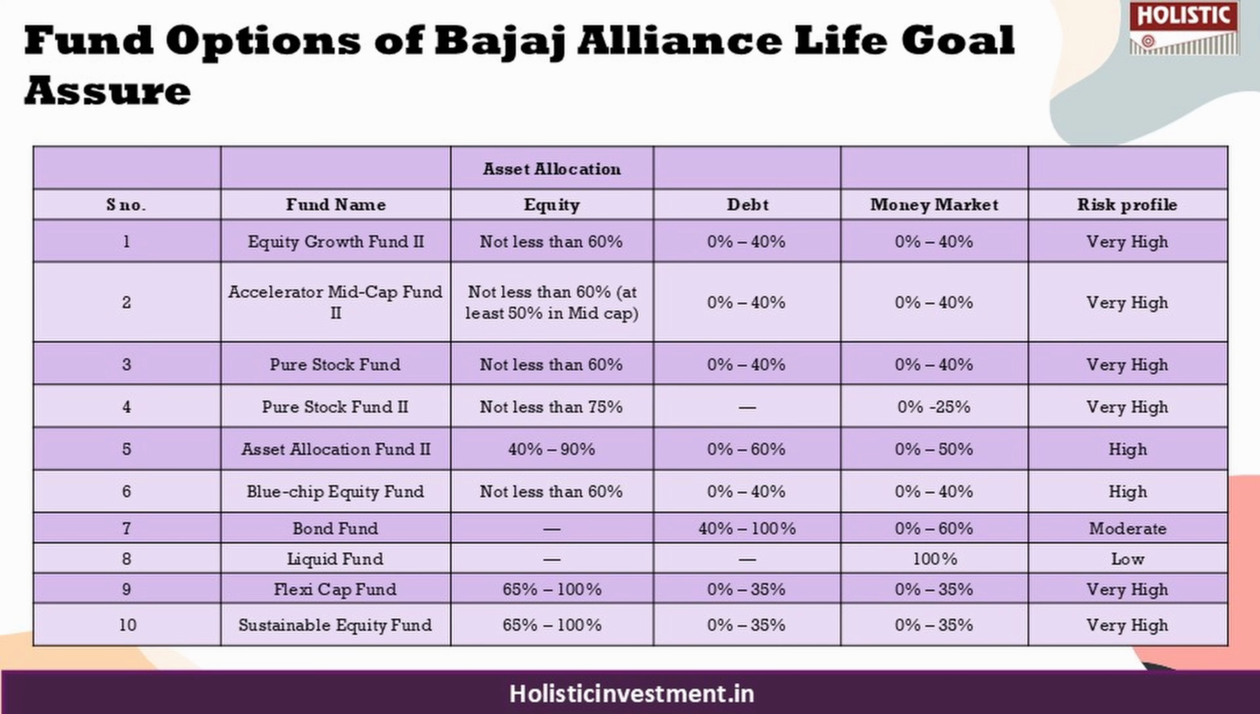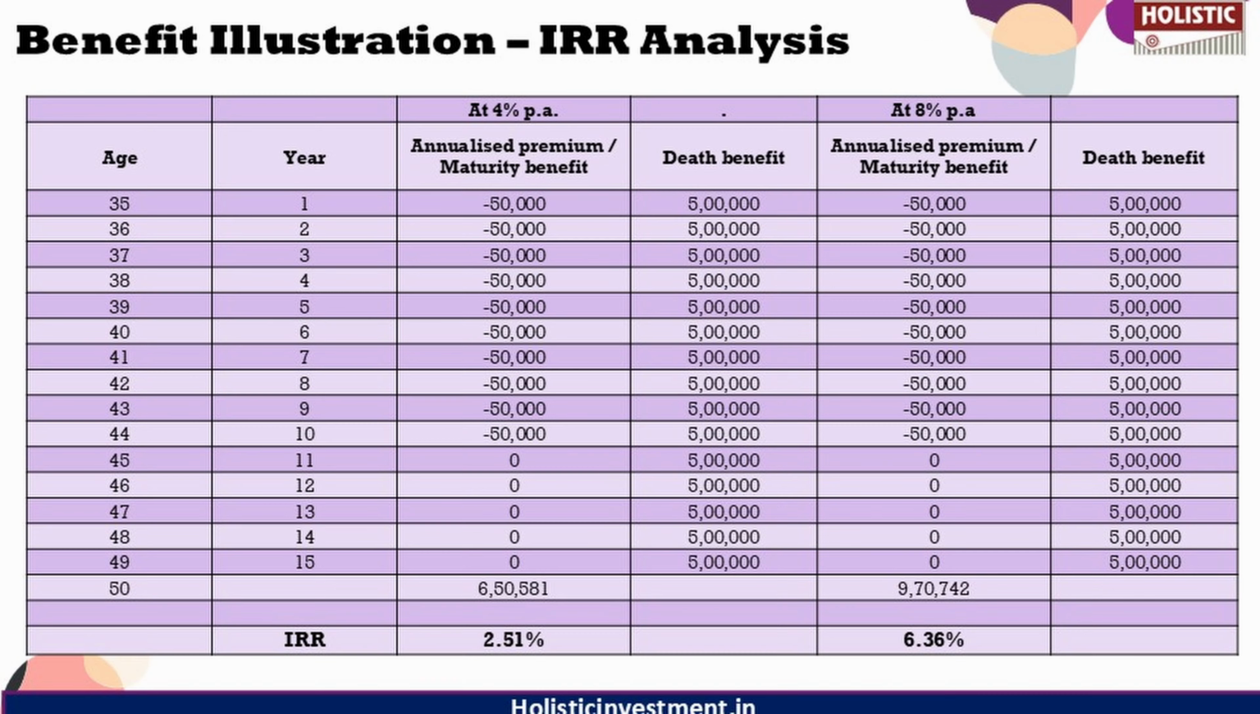If you want to know more about these aspects of the policy in detail, you can refer to the policy brochure. Now, as we have a basic understanding about this policy, let us move on to the analysis part of the video, where we are going to calculate the internal rate of return, the IRR, of this policy based on the benefit illustration given in the policy brochure, just to see what kind of returns we actually get in our hands at the end of the day, to help us make a more informed decision.